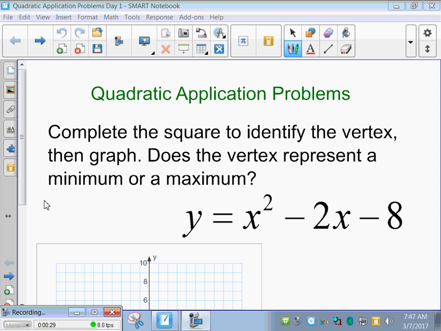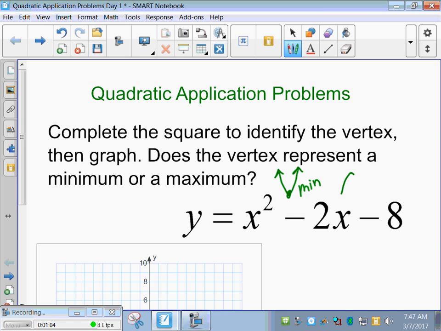Does the vertex represent a minimum or a maximum? So the only really new thing is minimum and maximum, which is pretty easy. So if you have an upward parabola, this vertex is either a min or a max, right? This graph goes forever up, right? So does it have a maximum? No. So this has a minimum. It has a lowest point on the graph.